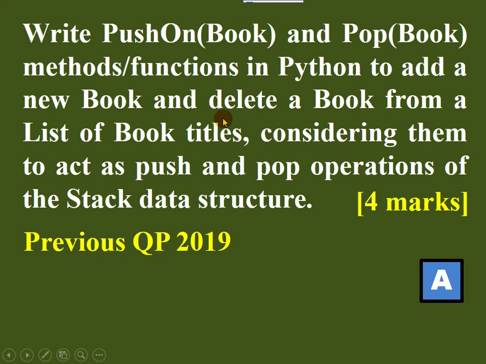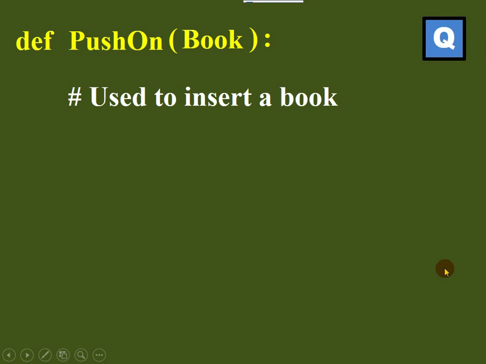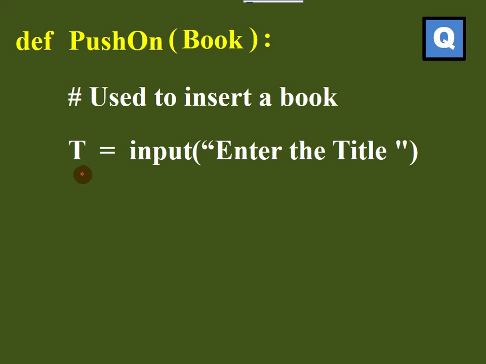When you read the question, you can see that from a list of book titles, which means the title of the book should be inserted into the stack. So the element that you want to insert, the title of the book, is not given as an argument. So what you can do is, the title should be entered from the keyboard and variable t points to that title. Now this title should be inserted into this list, which is used to implement the stack.